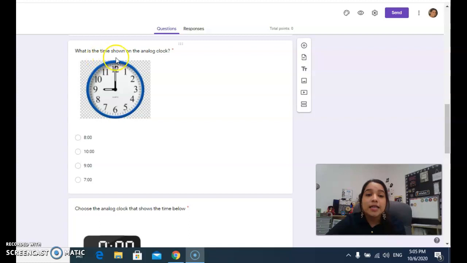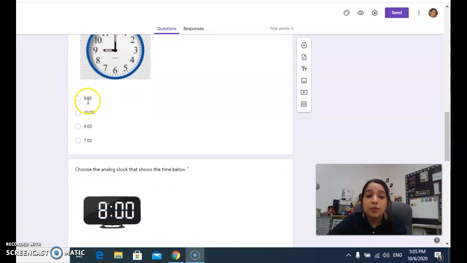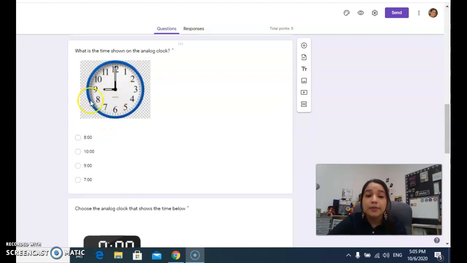What is the time shown on the analog clock? So you have another clock and you're going to see the hour hand and the minute hand. Where are they at? Then you're going to choose which digit form is being represented on this clock. So choose which one you think it is.